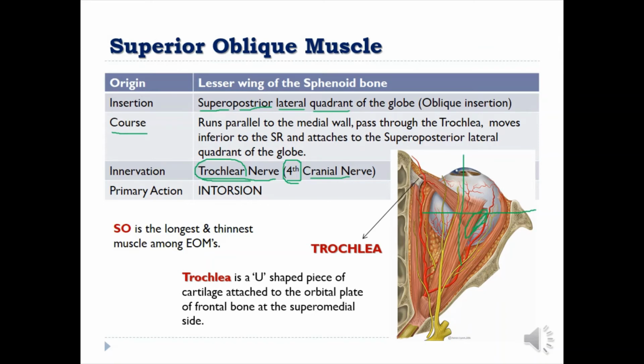Now what is the action? Primary action is intorsion. Intorsion is nothing but rotating the eyeball towards the nose. So its primary action is intorsion. Now there are a couple of interesting things about the superior oblique. Superior oblique is the longest muscle as well as the thinnest muscle, right? Remember which one was the largest muscle? The largest muscle was the medial rectus muscle, right? So that is about the superior oblique. It is slightly different from the rectus muscles.